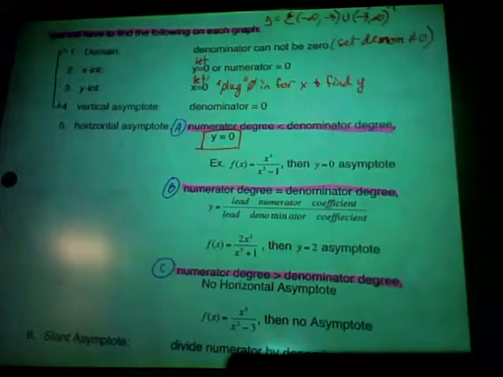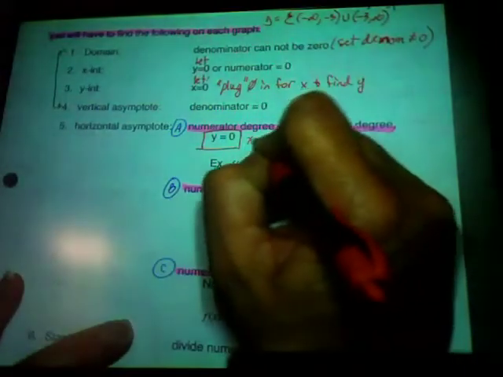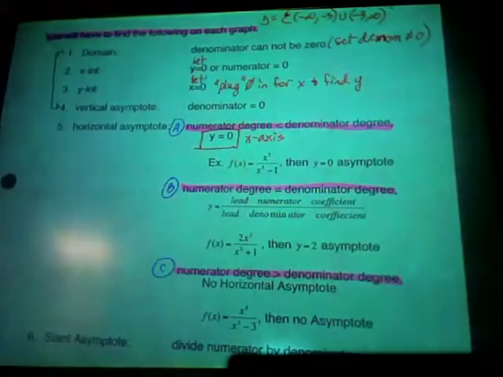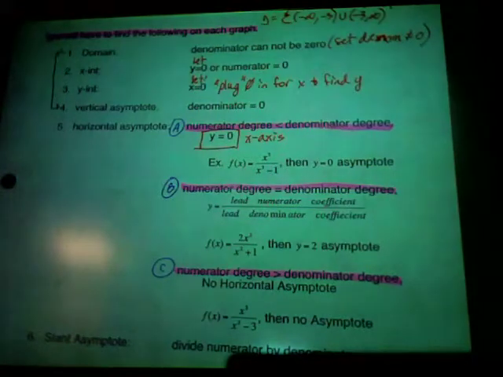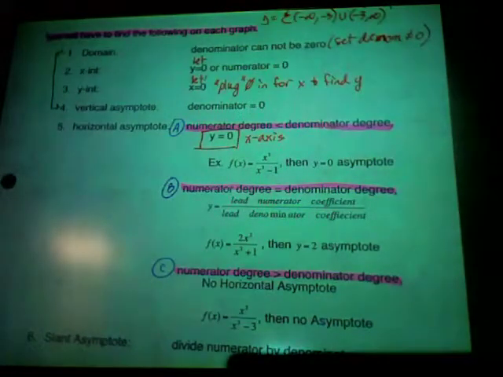If the degree of the numerator is less than the degree of the denominator, you have y equals 0 as your asymptote. What is y equals 0? What line? Y equals a number goes through which axis? Yeah, so this is really the x-axis, isn't it? Y equals 0 is the x-axis. So what they're saying is the x-axis is going to be your horizontal asymptote. This graph will approach the x-axis but never ever cross it. Okay?